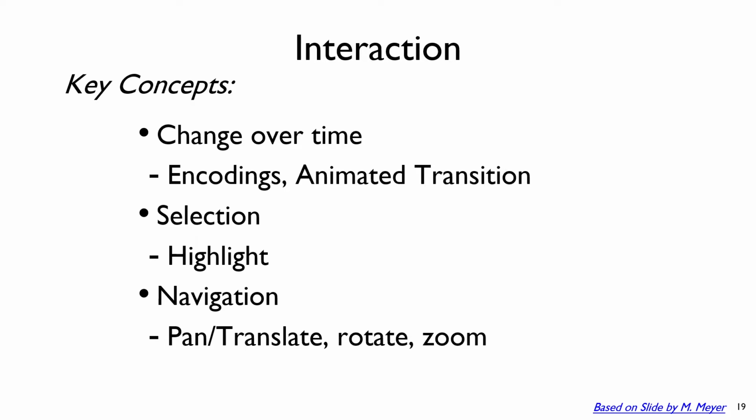We have selection, which includes highlighting. So I select these items, they become highlighted. They become drawn in a different color, for example, to make them pop. And then I can also pan, translate, rotate, zoom.